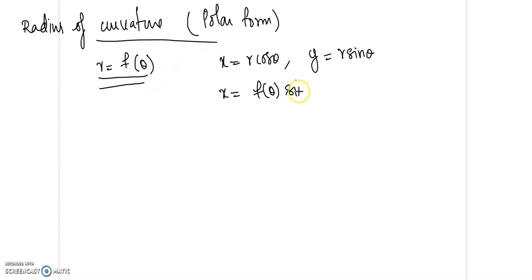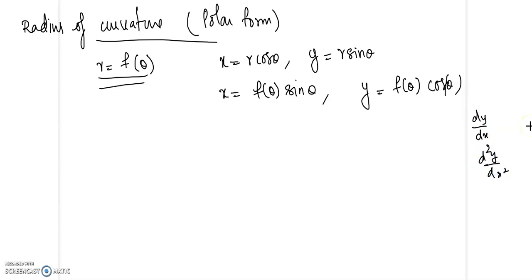X ന്റെ വാല്യൂ f of theta cos theta വരും, and y യുടെ വാല്യൂ f of theta sin theta. So again, this is in the നമ്മുടെ parametric form തന്നെ വീണ്ടും എത്തി. അപ്പോൾ x is expressed as a function of theta, y is expressed as a function of theta. Again, evaluate formula കണ്ടുപിടിക്കുന്നത് dy by dx ഉം d square y by dx square കണ്ടുപിടിക്കുക. That will give the required formula in the parametric form.